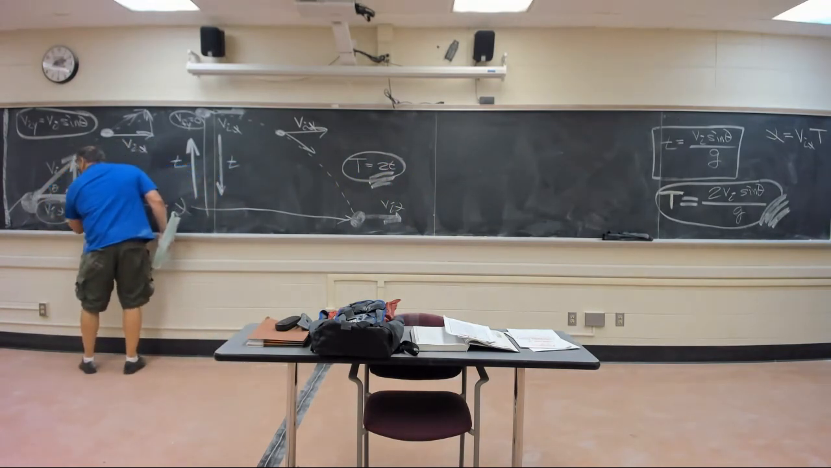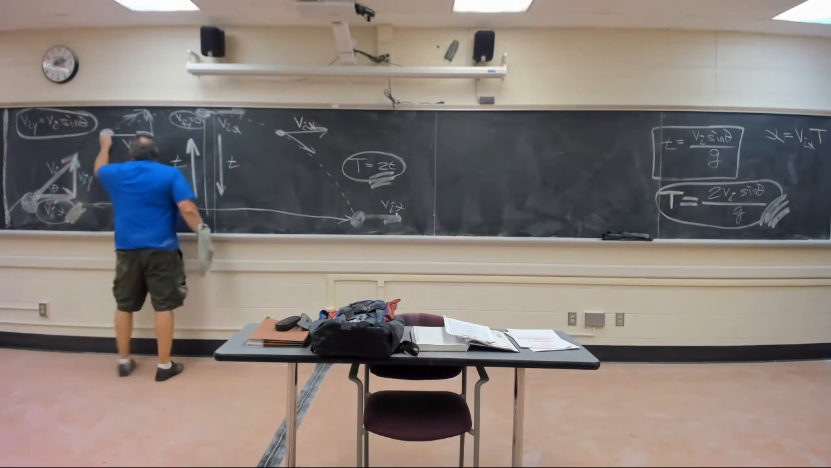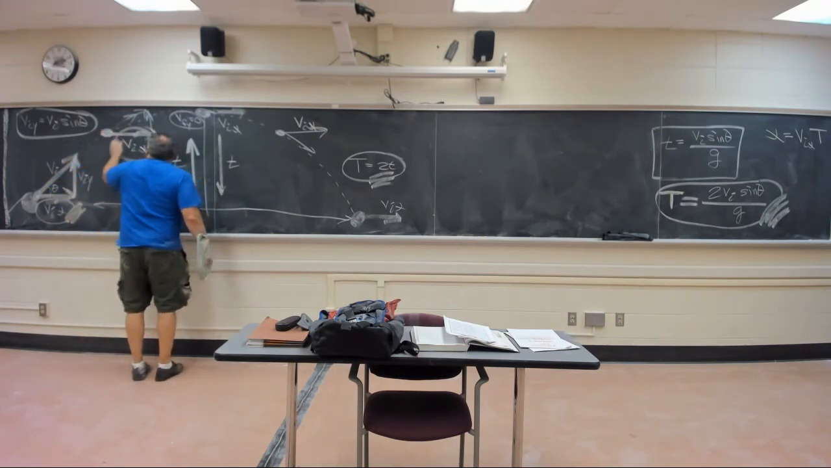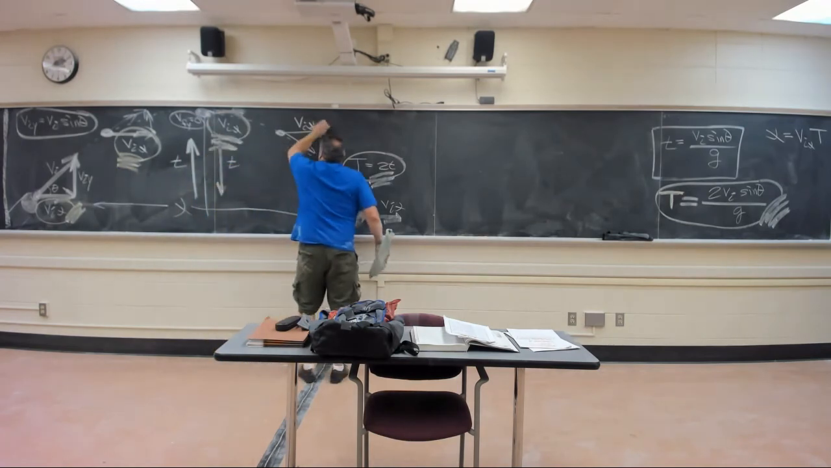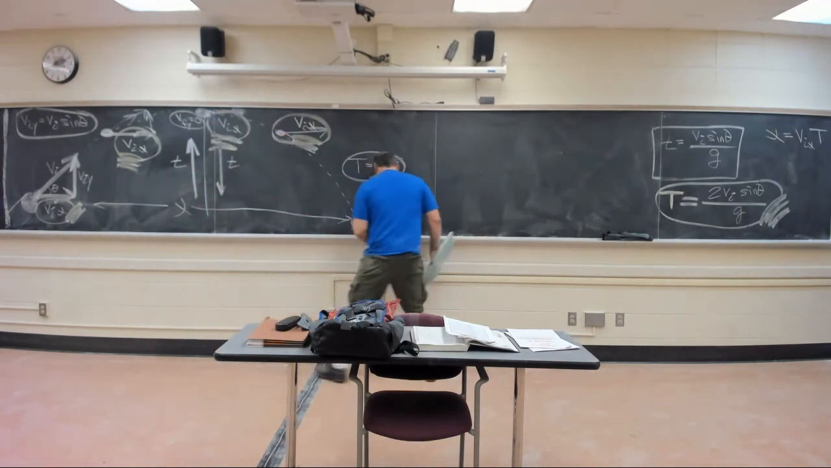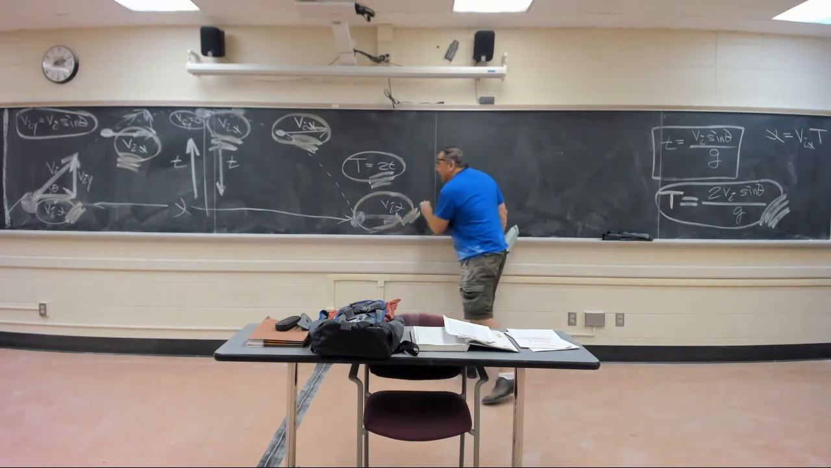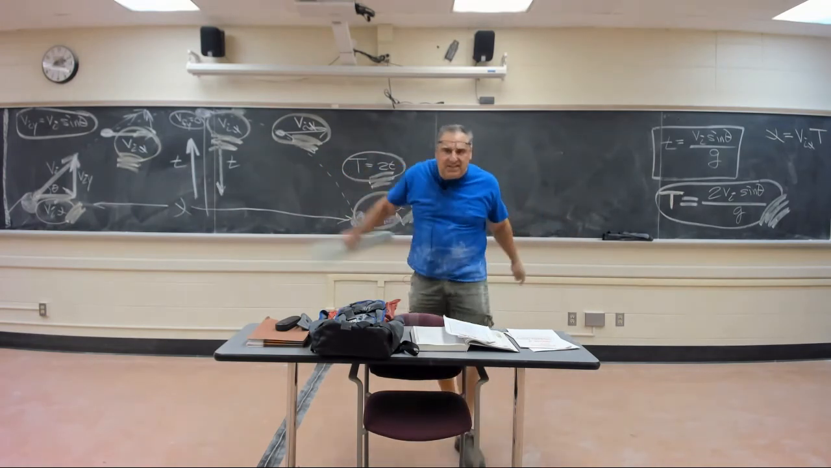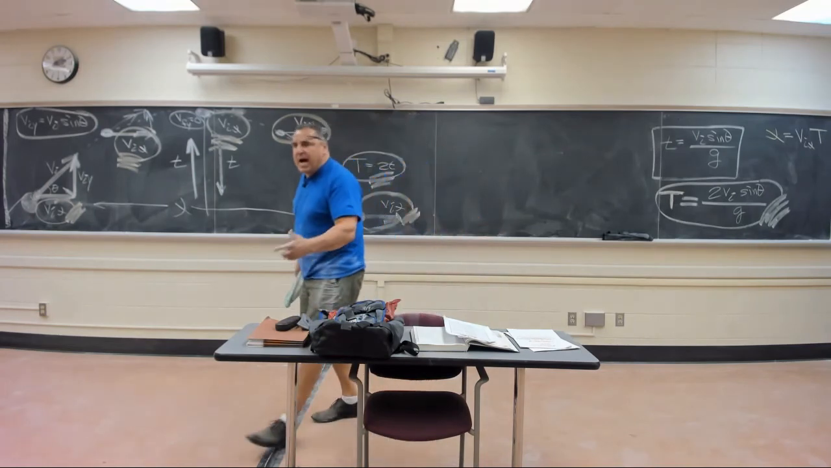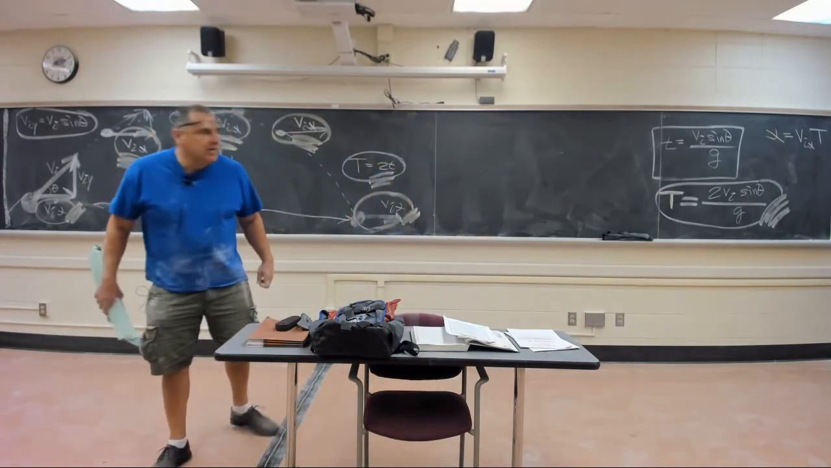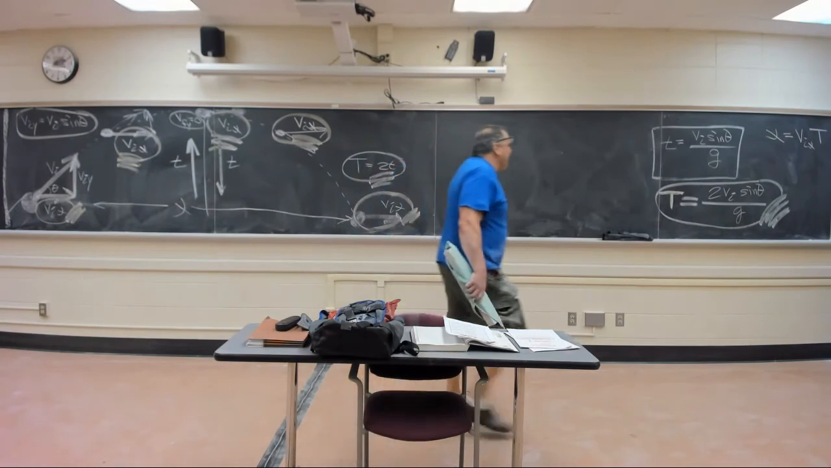I'm justified in saying that because V_ix is this. V_ix is this, okay? V_ix is the same thing throughout. It's a constant speed. Constant speed times time will give you the distance. Sure true. That is sure true.